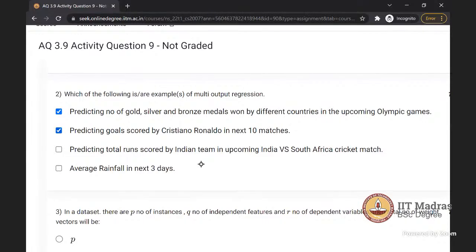Question number 3. Predicting total runs scored by Indian team in upcoming India versus South Africa cricket match. No, it's a single output. Yes, it's a single output. Option number 4. Average rainfall in next 3 days. Yeah, 3 numbers. Yeah, this is multi-output. Right.